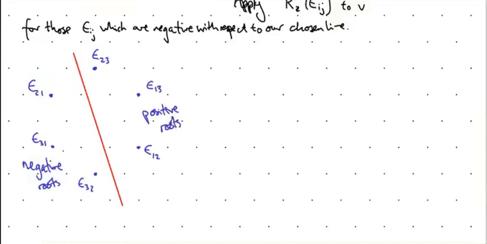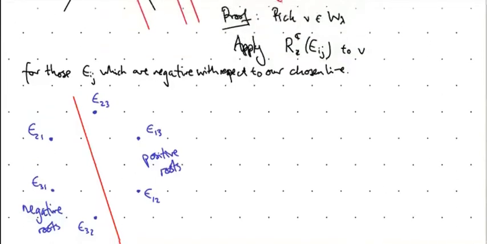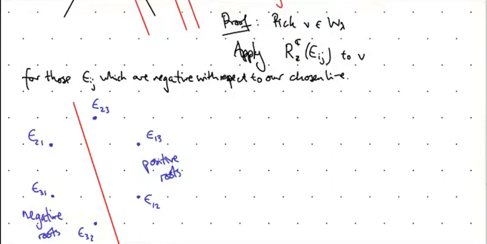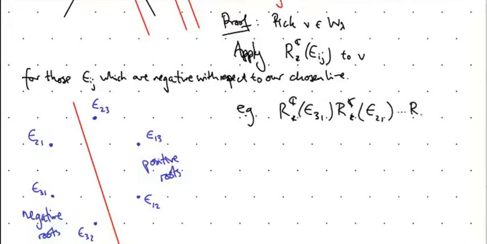So we apply the negative roots. This is the analog of applying powers of y. It's the left-hand side things that we're applying. So we apply these negative guys in any combination as often as we want. So for example, we could do R star C E31 applied to R star C of E21, and etc., all the way up to any combination of these. And we apply them until we leave the weight diagram.